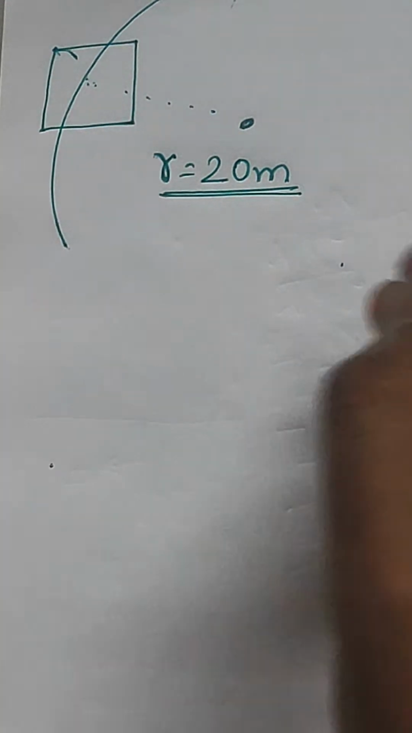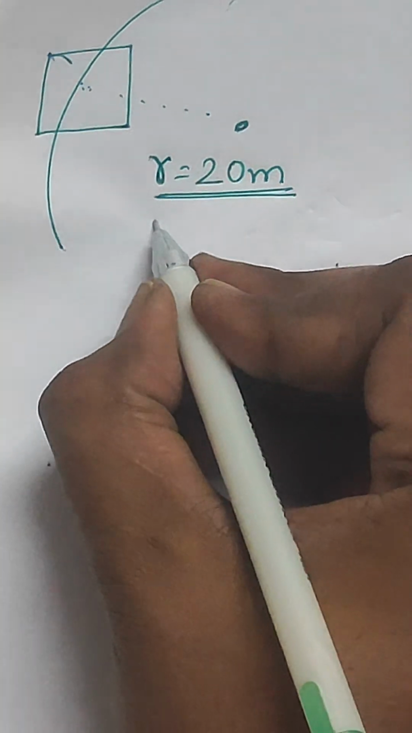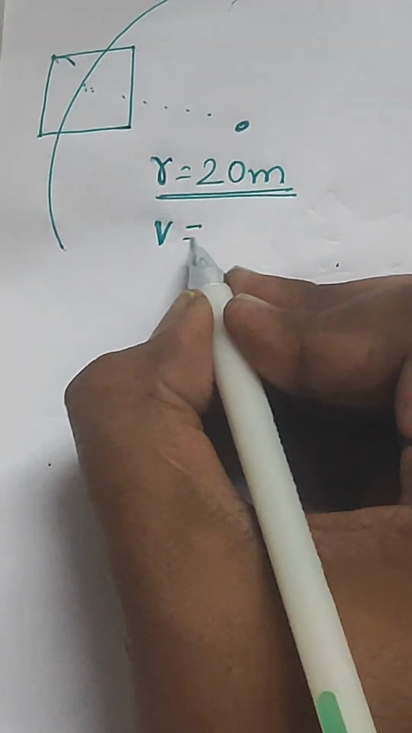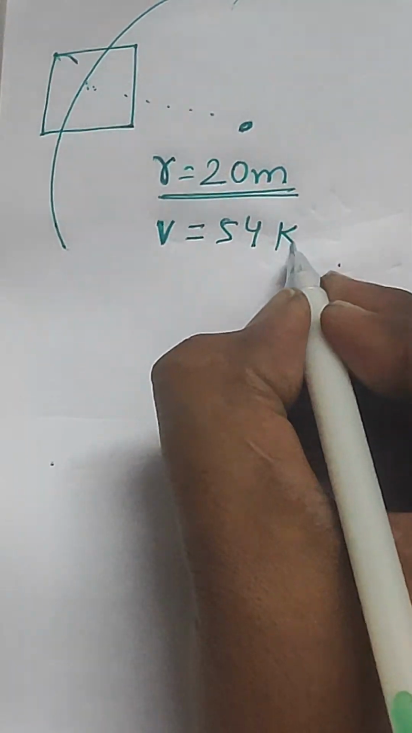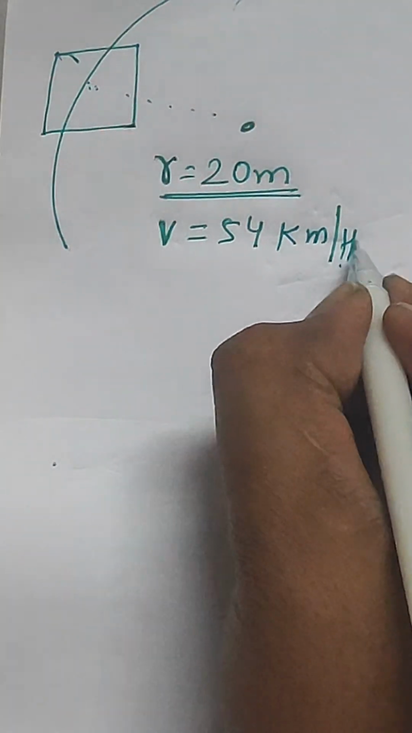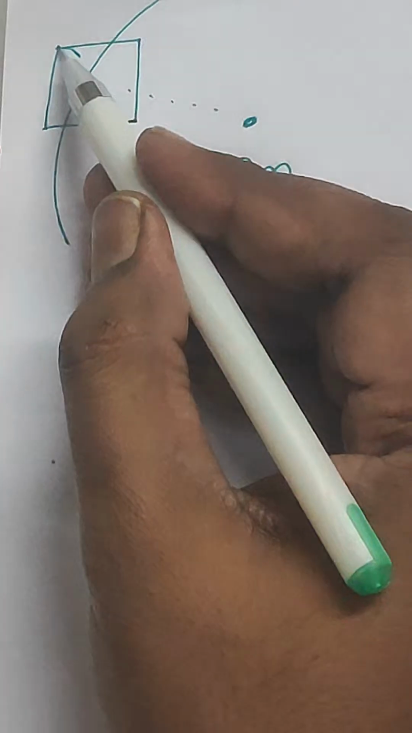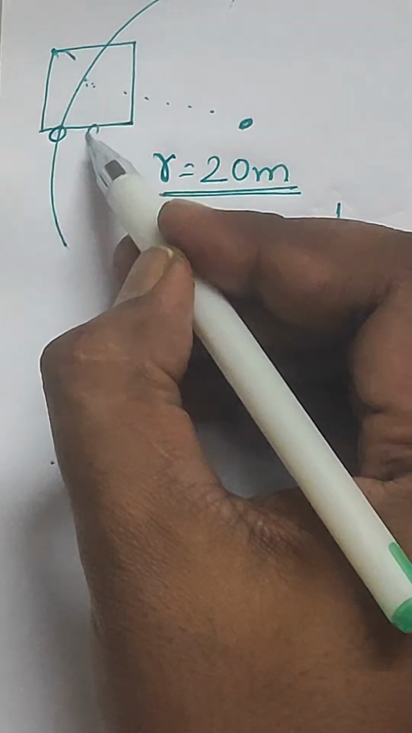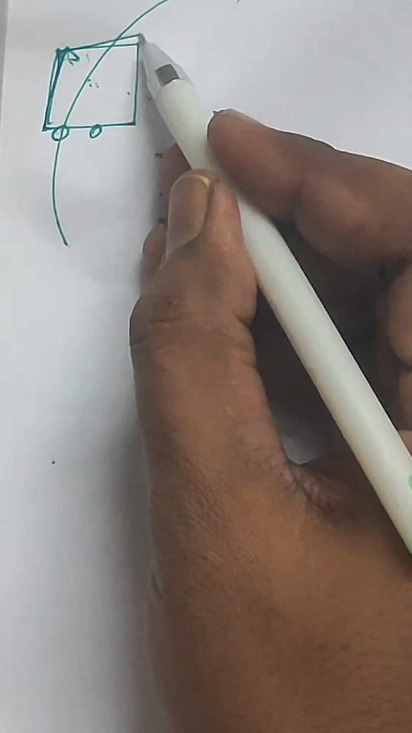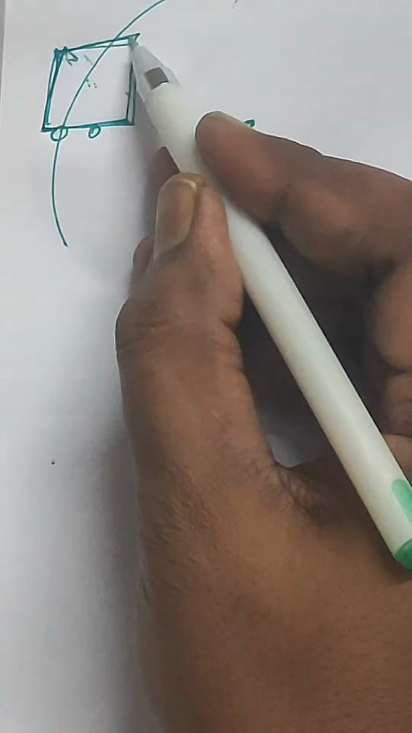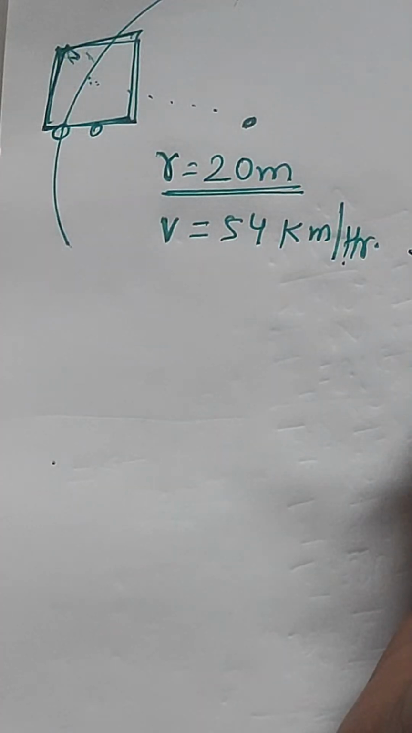And the velocity is given for the car, that is 54 kmph, that is 54 kilometer per hour. This is the speed of the car which is turning, going through the circular track. Now, what is the least coefficient of friction between the tire and the road that can prevent side slipping?